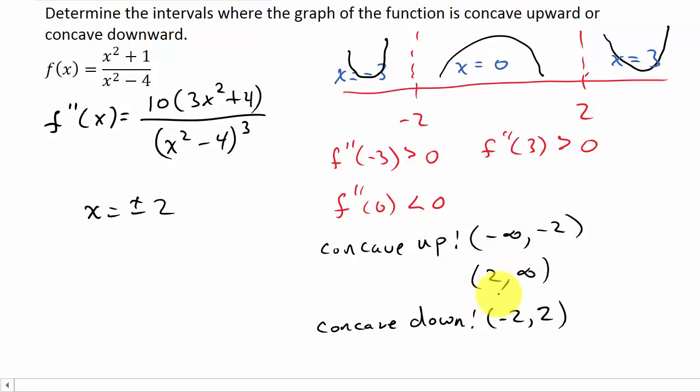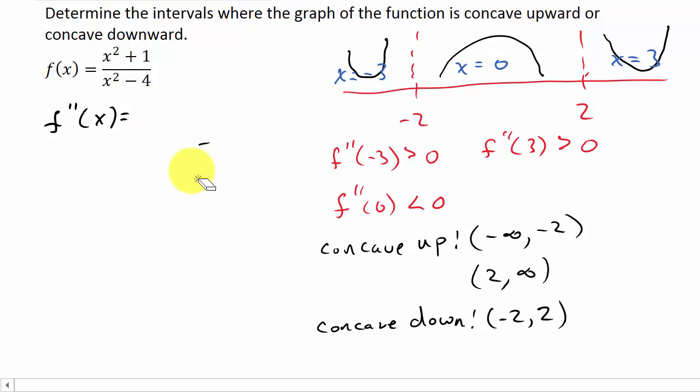Alright, so now we found the concavity, the intervals where it's concave up, concave down. Now let's find the inflection points. So let me erase this. So inflection points, that's where it changes concavity. You see how it changes from concave up to concave down at x equals -2?